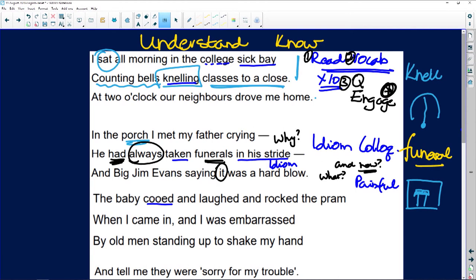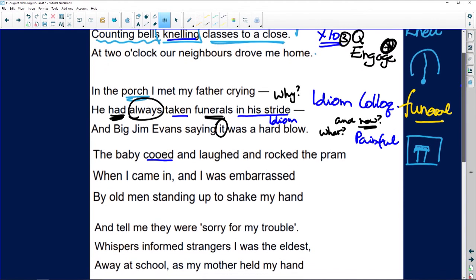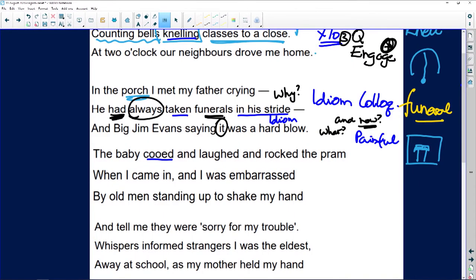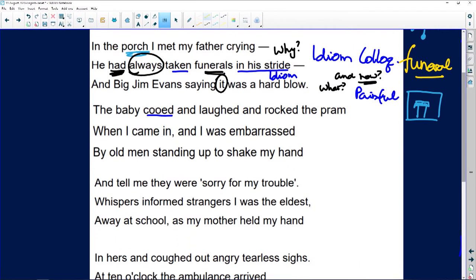Then we come to the baby, cooing. Babies coo, they kind of blow little bubbles. That's a baby cooing. And then we've got him embarrassed. So you say to yourself, why? Why is he embarrassed? He's embarrassed by the old men standing up to shake his hand. So then you say, well, why are they standing up? Because if this is embarrassing him, why are they doing it?